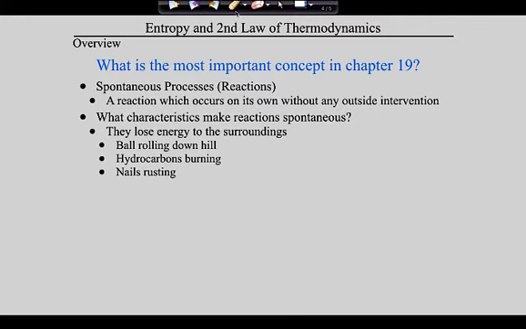Okay, so guys, let me take us collectively to that point. Are we all sold on the idea that balls rolling downhill, hydrocarbons burning, and nails rusting are all spontaneous processes? How do we know they are all spontaneous processes? Because they all happen. There's no nudging. They just happen. And now we talked about this, and Daniel brought this up, which was great. They all have negative delta H's. They're all exothermic. They're all giving away energy. You good?